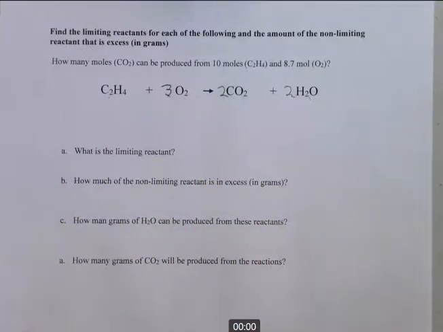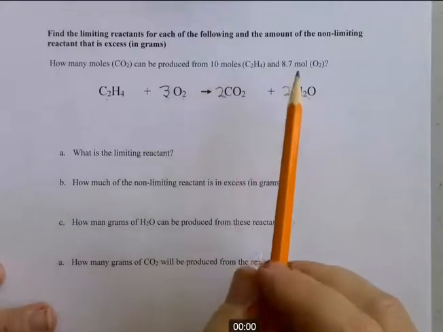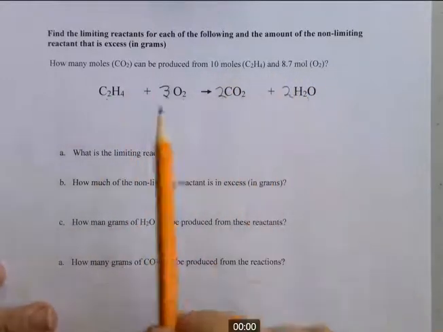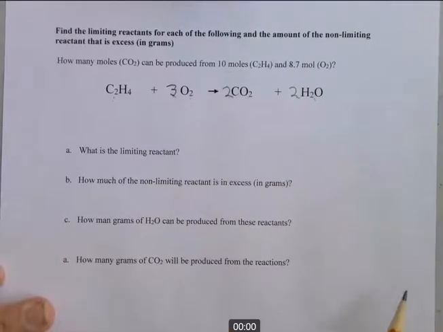Okay, so what's the question asking? It said, how many moles of CO2 can be produced from 10 moles of C2H4 and 8.7 moles of O2. Now, I could have made this a little more complicated by giving you grams, then you would have to convert to moles. Remember, you can only use moles in a chemical equation. Okay, can't use grams. Okay, so what you're going to do is this.